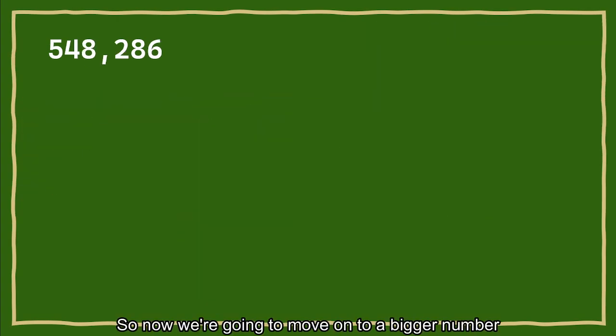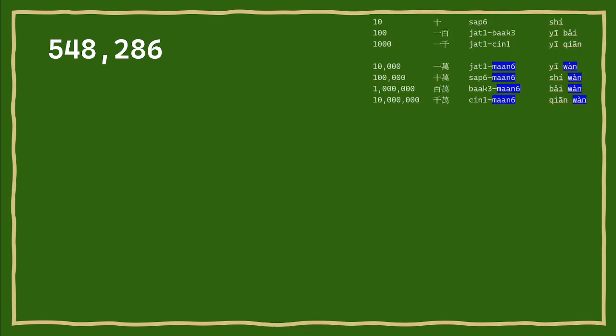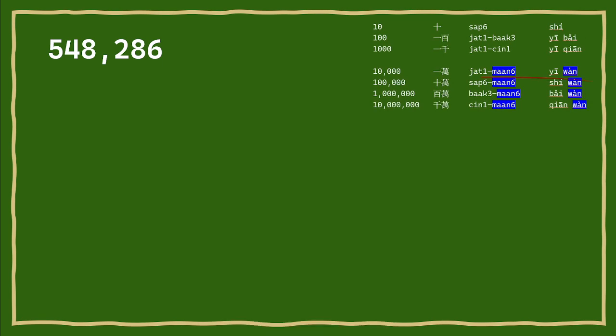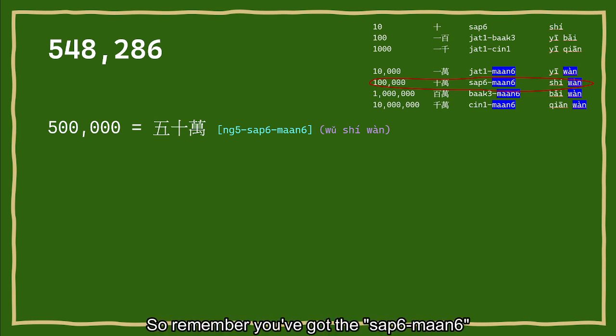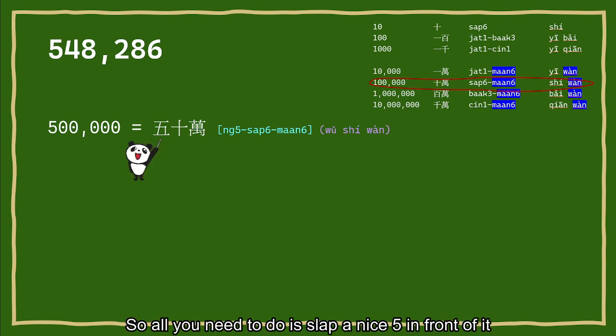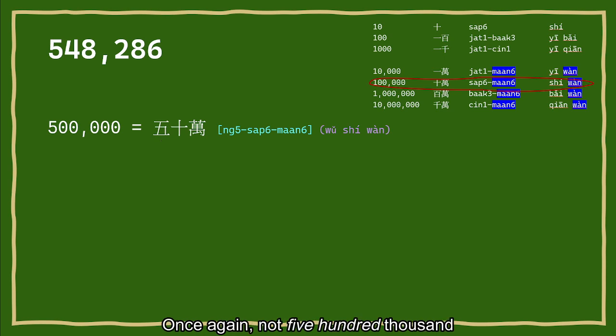Now we're going to move on to a bigger number: 548,286. Once again, let's partition the number. We've got 500,000, which is man. Remember we got a man for 10,000. You want 500,000, so what we need to do is slap a nice 5 in front of it and you've got man. Once again, not 500,000 man. 50 mans, or 50万 in Mandarin.